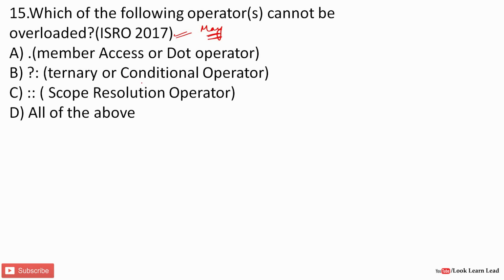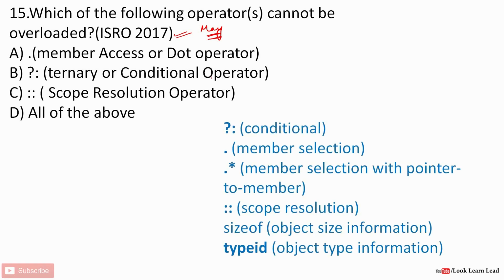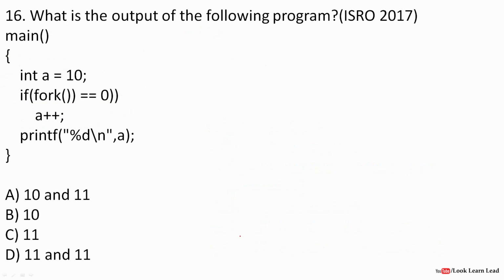Okay, so now let's see which of the operators cannot be overloaded. The conditional operator or the ternary operator cannot be overloaded. The member selection operator cannot be overloaded. The member selection with pointer to member cannot be overloaded. Scope resolution operators also cannot be overloaded. So in our case, the answer is D. There are more operators, that is sizeof, typeid. These are all operators that cannot be overloaded. So the answer is D, all of the above.